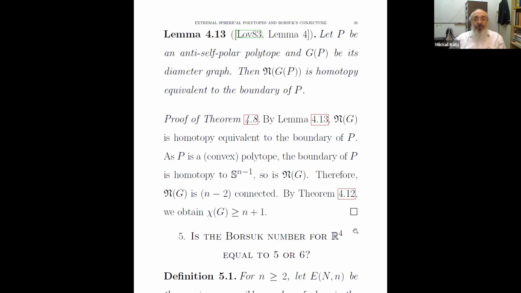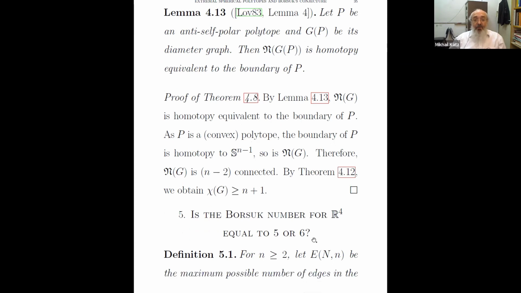So now let's try to skip to the punchline, to the chase. The question is, one can ask, is the Borsuk number for R4 equal to 5, as in Borsuk's conjecture, or is it equal to 6? I claim there are certain considerations here that lead you to think that maybe for R4 the Borsuk number should be 6. In other words, there should be counterexamples to Borsuk's conjecture in dimension 6.